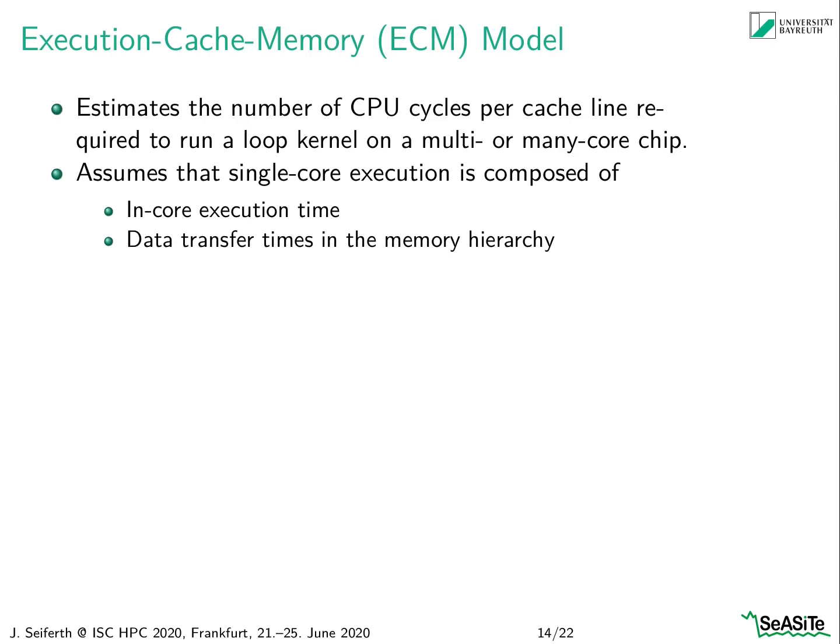At large, the model assumes that the single-core execution is composed of two contributions. The in-core execution time is defined as the time required to retire the instructions of a single loop iteration. The data transfer time factors in the time required to transfer all data from its current location in the memory hierarchy to the L1 data cache and back. The transfer time between L3 and memory is thereby estimated using the benchmarked bandwidths stored in the machine description.